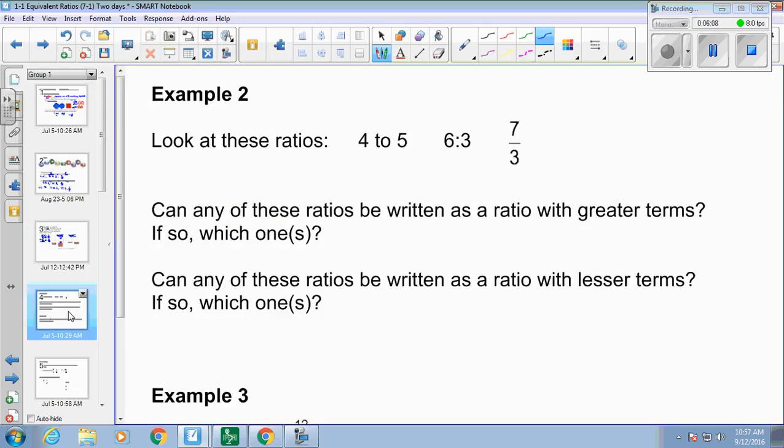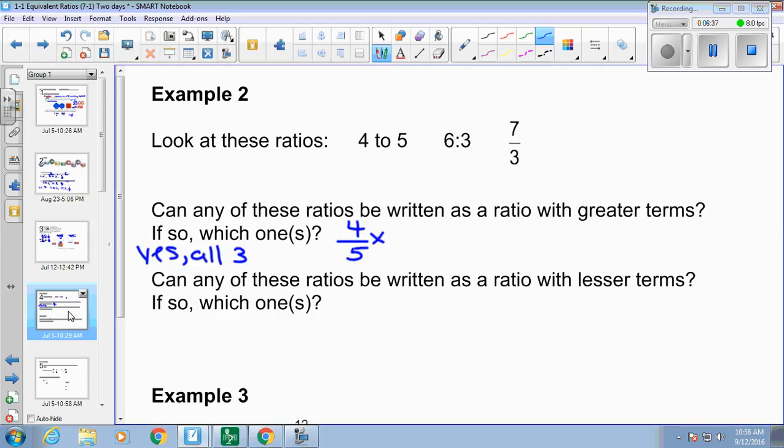So taking our answers from before, 4 to 5, 6 to 3, 7 divided by 3, can any of these ratios be written as a ratio with greater terms? And you should be saying, absolutely, all 3 of them. Yes, all 3. And you can really use any number that you want to multiply the numerator and denominator by to rewrite them in greater terms. When I have it as 4 to 5, I'm now going to rewrite it as a fraction.